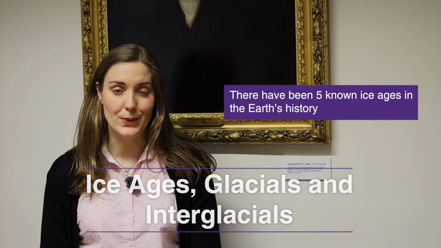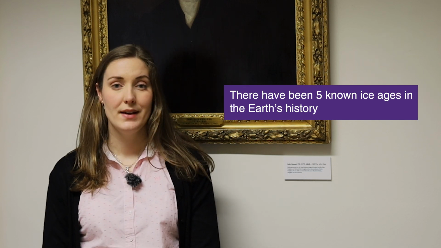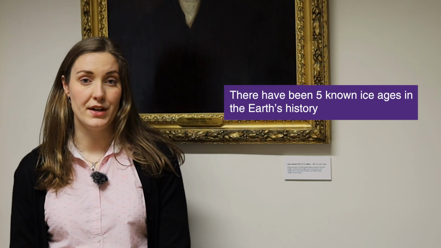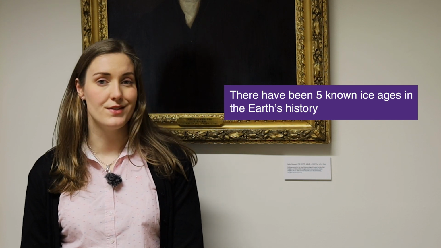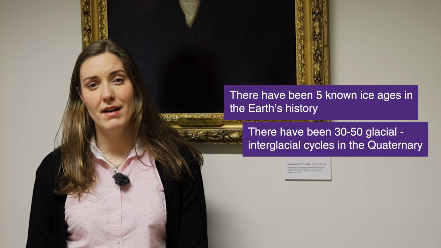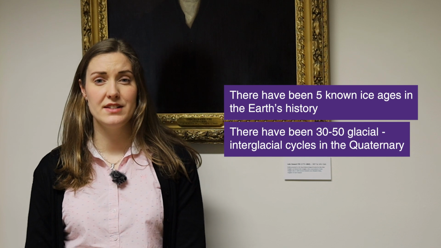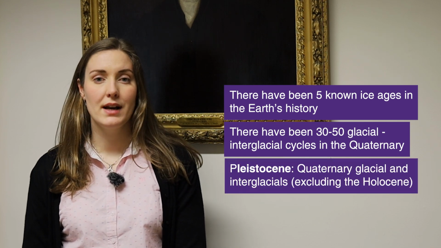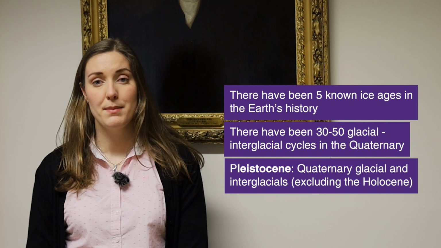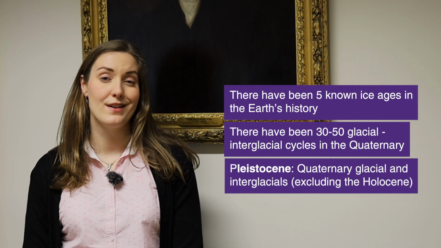The present one is the Quaternary, as we said. The last glacial phase of the Quaternary, when large ice sheets spread across much of Europe and North America, ended approximately 11,700 years ago. There have been around 30 to 50 glacial to interglacial cycles in the Quaternary. All Quaternary glacial and interglacial phases, except the Holocene, are grouped together and known as the Pleistocene.